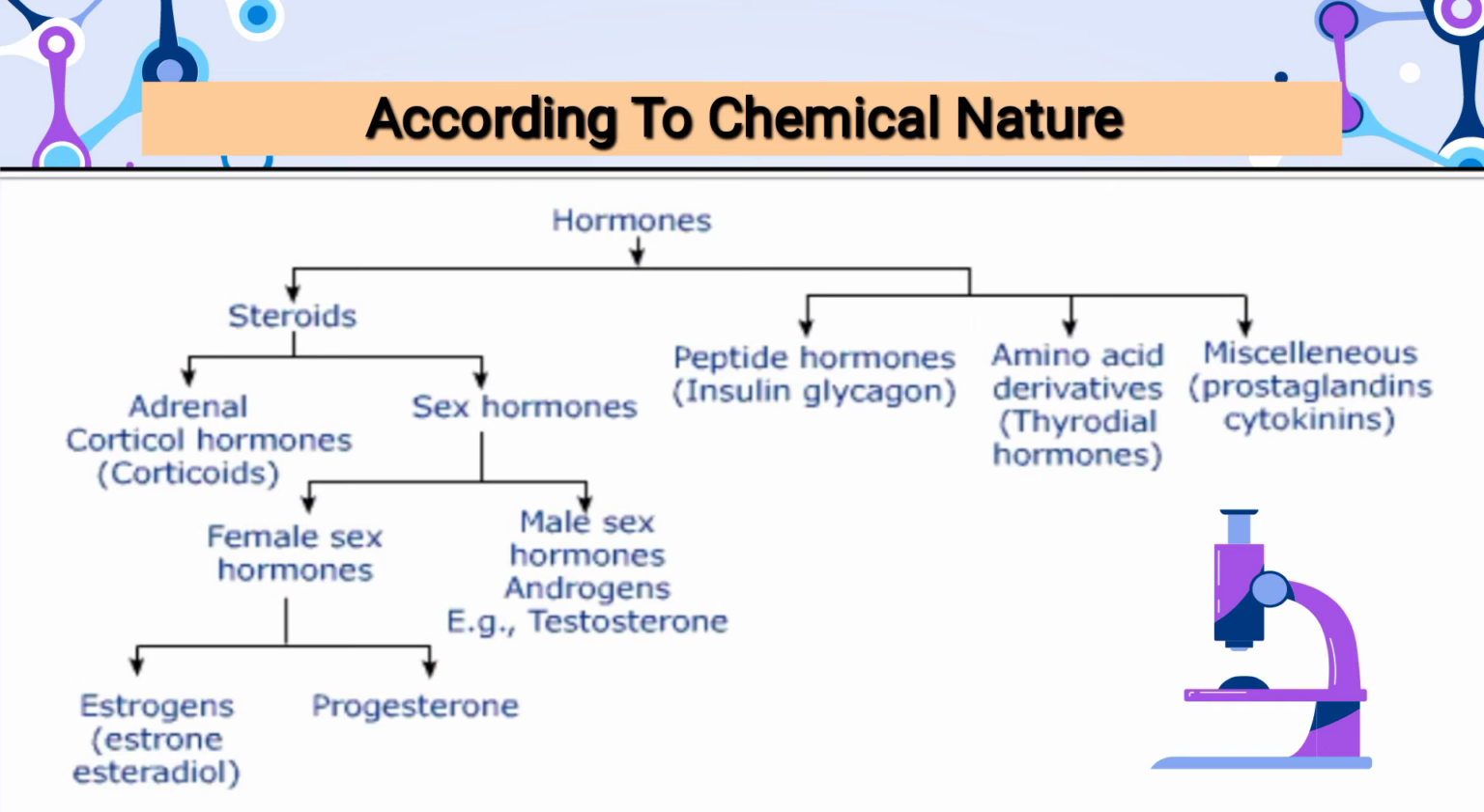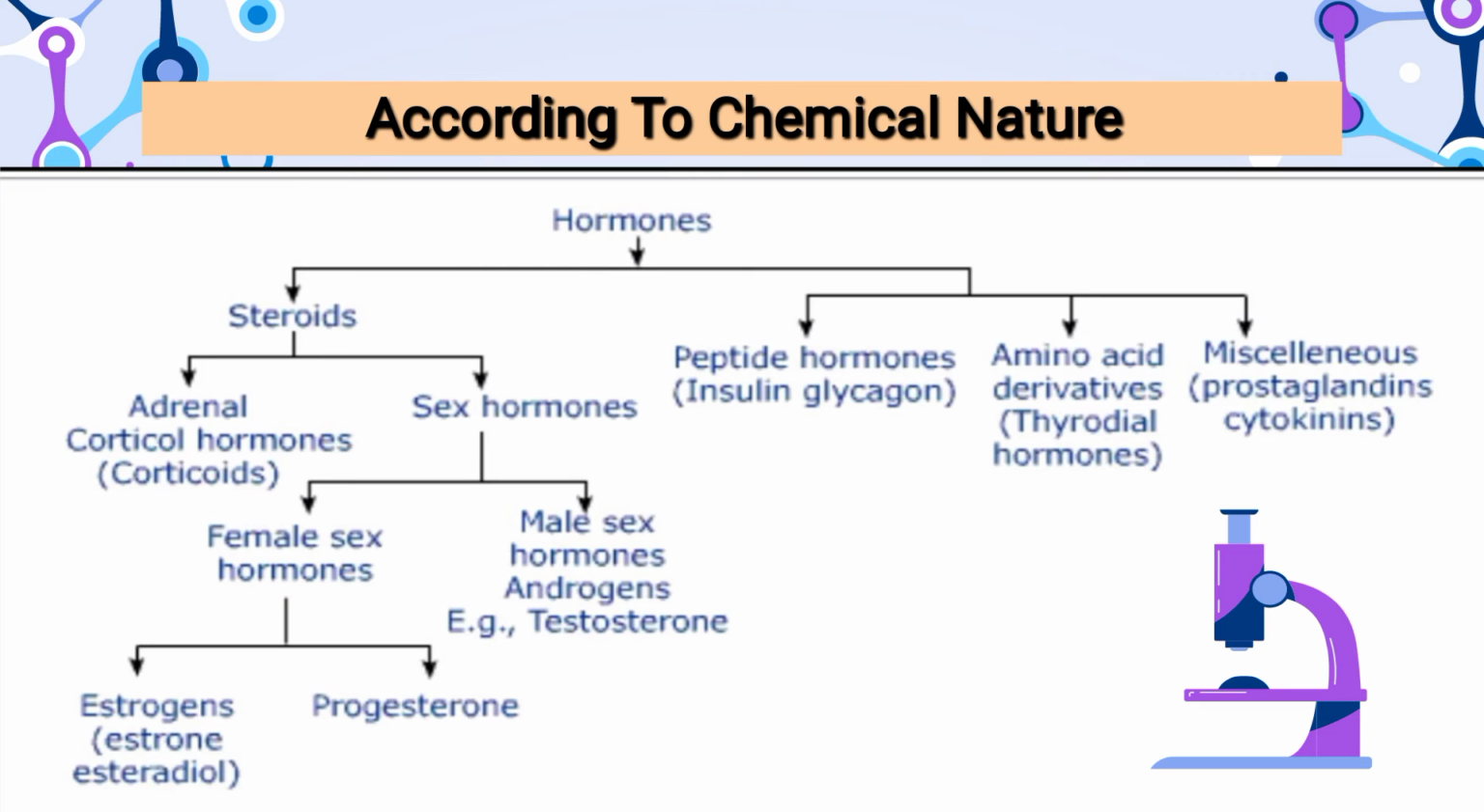Mineralocorticoids like aldosterone help to maintain the balance between salt and water in the body and predominantly exert their effect on the kidney. This is the classification by chemical nature of hormones.